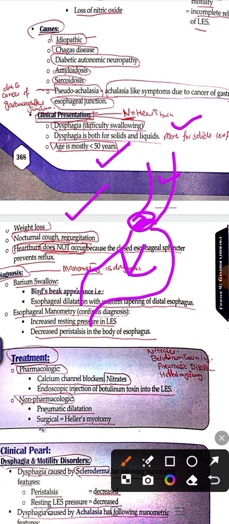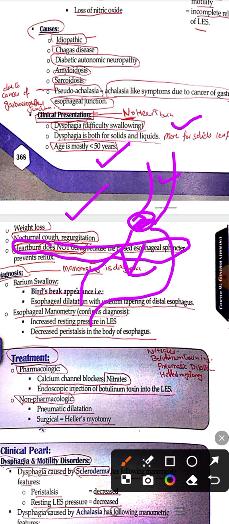Weight loss will also occur as the person is not eating anything. He or she is unable to digest, not able to pass down the food, whether solid, semi-solid, or liquid. So weight loss is obvious. And similarly, heartburn doesn't occur here. As in the case of GERD, we studied that heartburn will occur and the patient would complain of a burning sensation in the chest. But in the case of achalasia cardia, there is no heartburn.